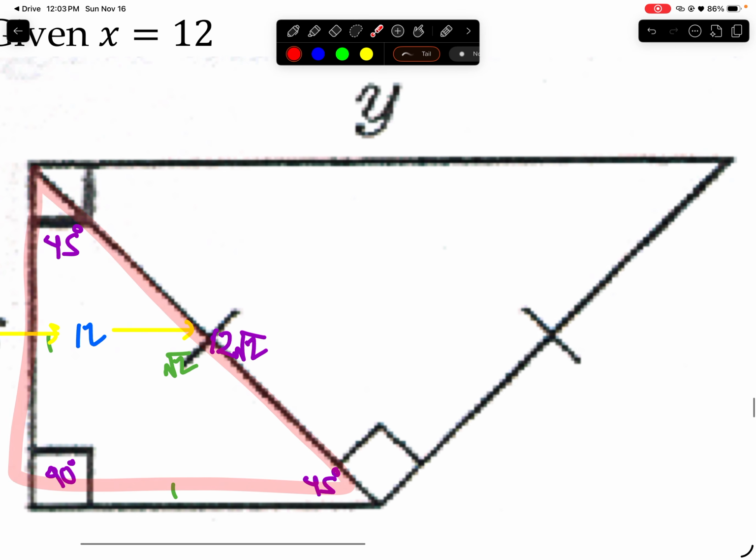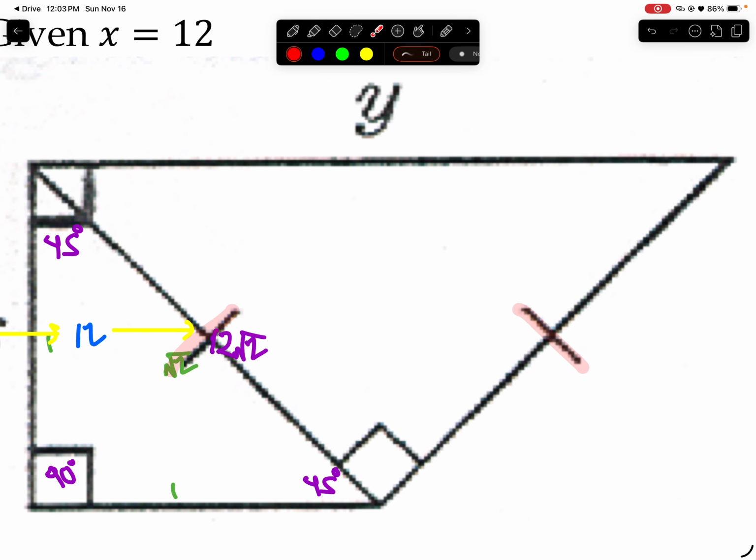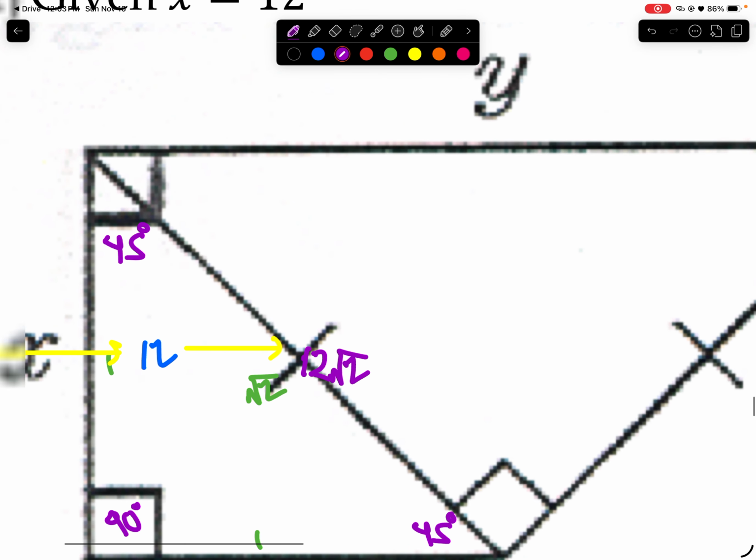Now we're going to move over to the triangle over here on the right side. Now notice how we gave you those hash marks. That tells you this is an isosceles triangle, which also tells you it has to be 45, 45, 90.